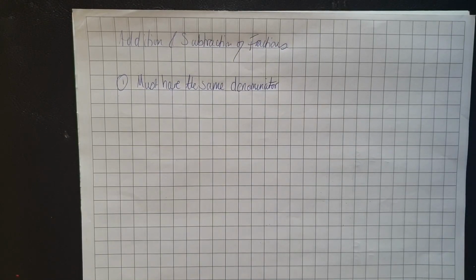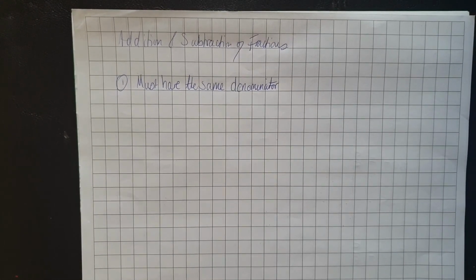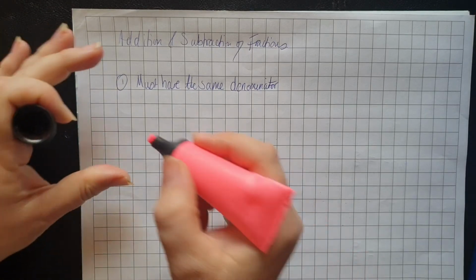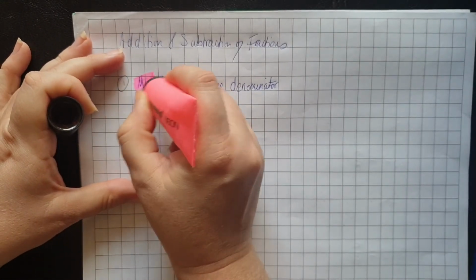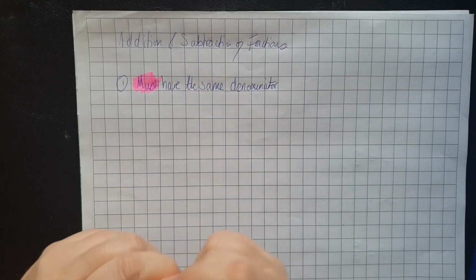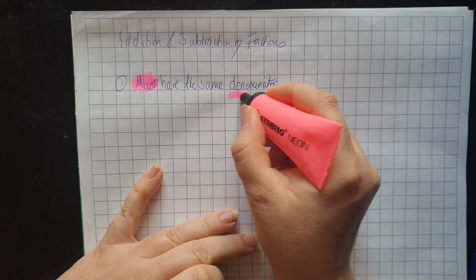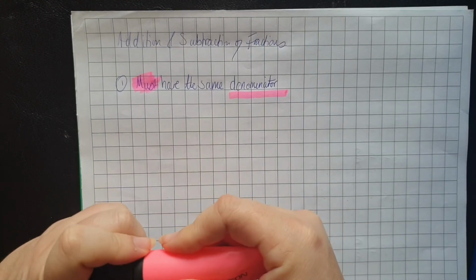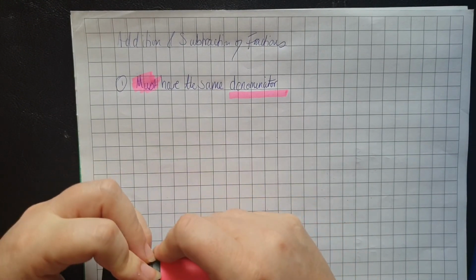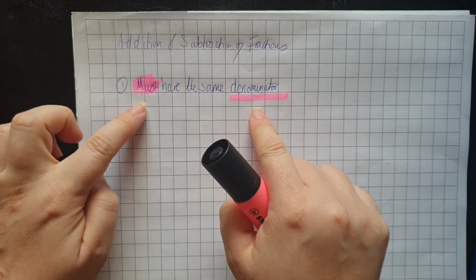Hello, today we are looking at addition and subtraction of fractions. Now, the number one rule when adding or subtracting fractions is they must, and I can't stress this enough, must have the same denominator. Now, reminder, denominator is the number on the bottom of the fraction. And when adding and subtracting fractions, they must be the same.